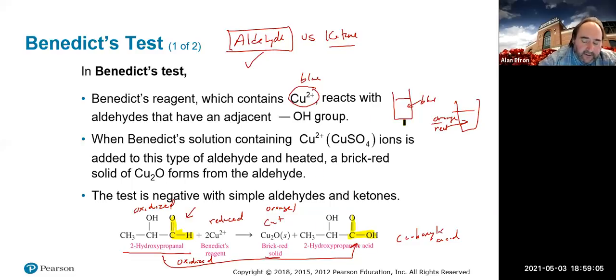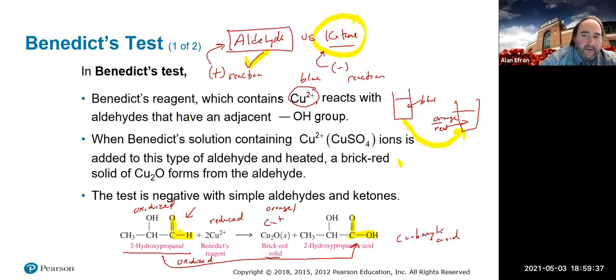So again, if you see your test tube go from blue to this orangey type color, that is a positive test, meaning, yes, I did start with an aldehyde. If your test tube started blue and stayed blue, that means no oxidation occurred and you had a ketone. So again, for both of these tests, any type of positive reaction would mean you had an aldehyde. Any type of negative reaction or nothing really occurred would mean that you started with a ketone. Questions on that there?